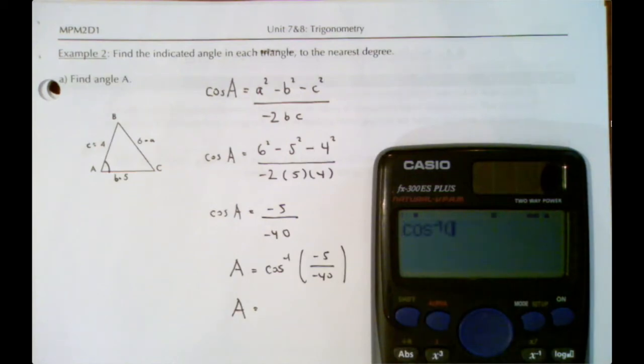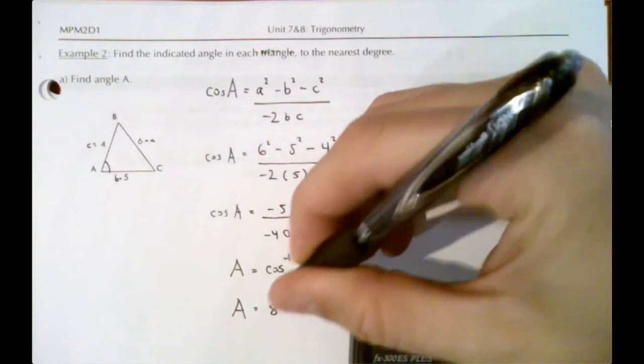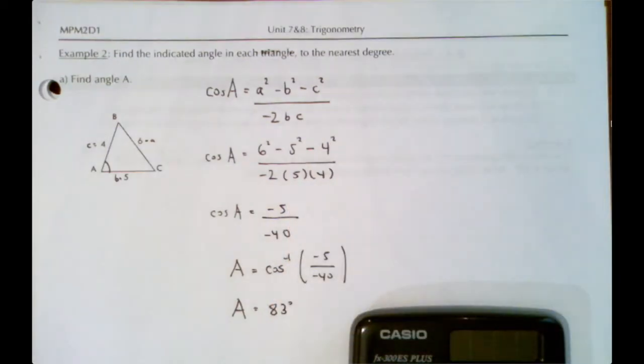So cos inverse negative 5 over negative 40. And we end up with 82.8, we want nearest degree, so we'll call it 83. And there we go.